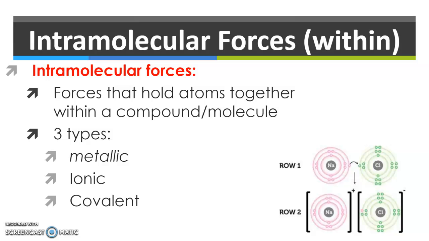So remember, there are three types: metallic, where you have that sea of ions that's going to occur between either multiple atoms of the same metal or multiple metals. Ionic, between a nonmetal and a metal, where the electron is transferred. And then covalent, where you have two nonmetals and a sharing of electrons. Okay, so those are the intramolecular forces. Nothing new with those. We already know all about those bonds.